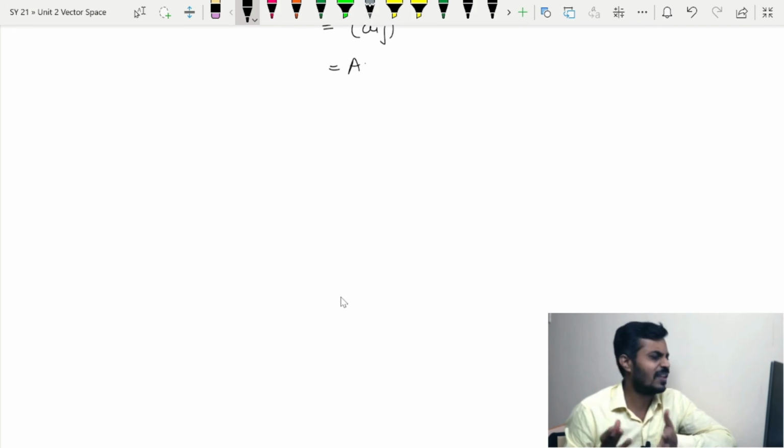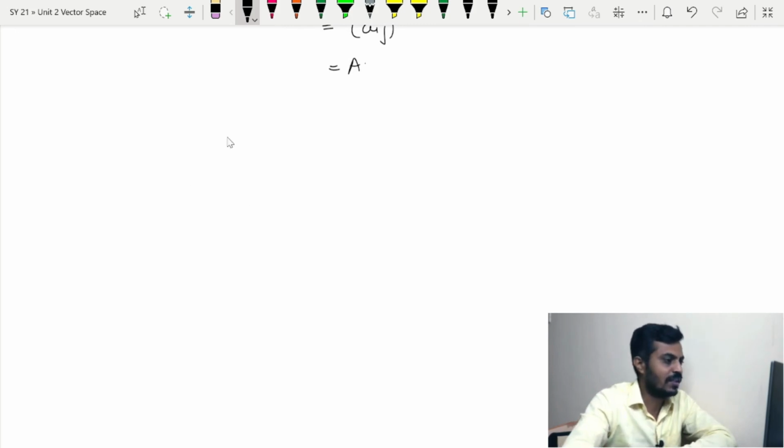successfully by us without any difficulty, and therefore we can say that M_mxn, that is the set of all m by n matrices with real entries, is a vector space over R.